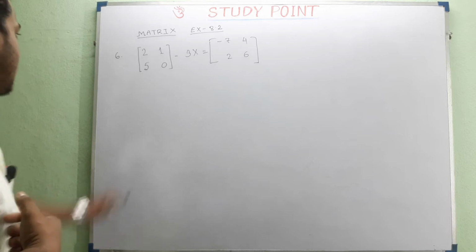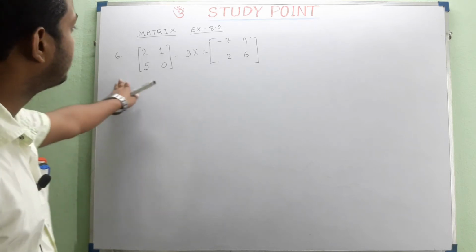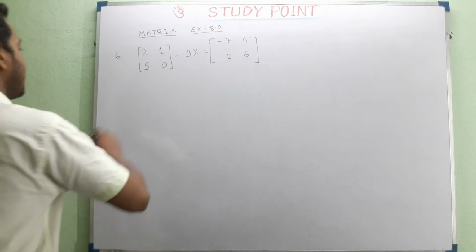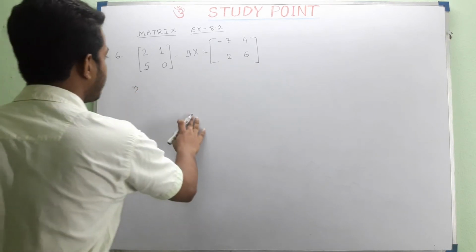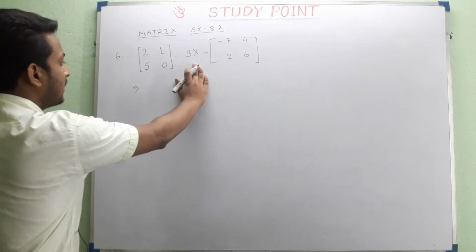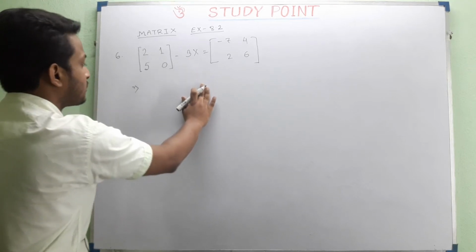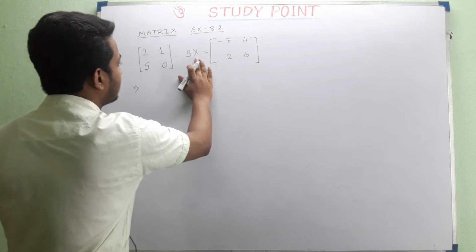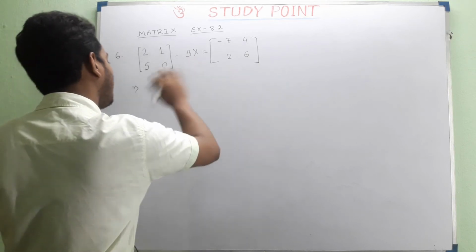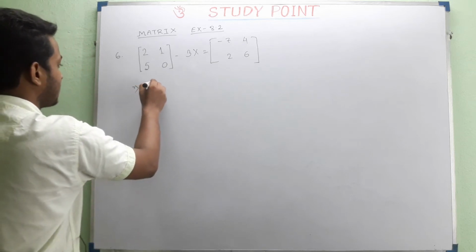Now our next question is question number 6, and from this relation we have to find the value of this X matrix. The same thing again. Now see, as I said already, when we have to find the value of some matrix, it's better to arrange it in such a way so that the required term which you have to find will be on a single side and all the remaining terms will be on the other side.